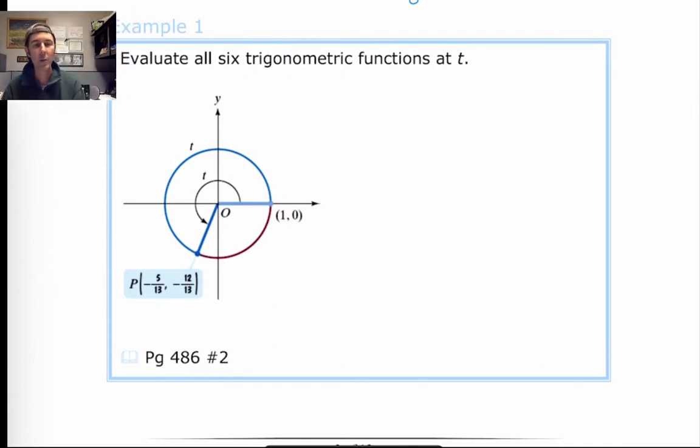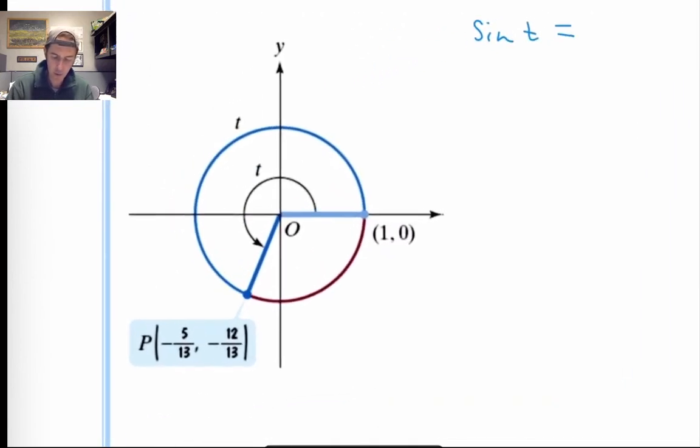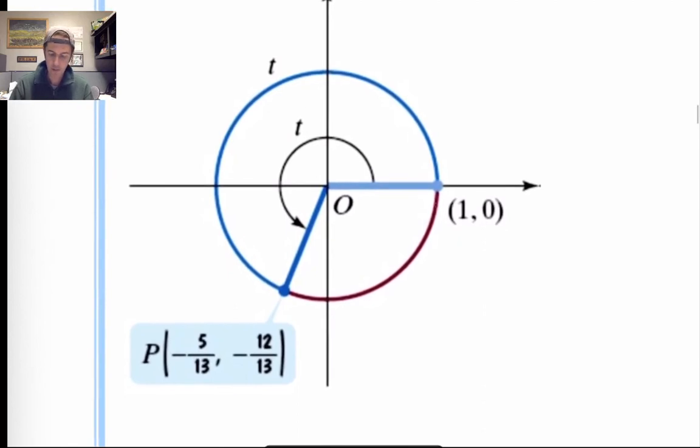There we go. So here we want to evaluate all 6 trig functions. I'm not going to evaluate all 6. I'm going to evaluate sine, cosine, and tangent, and then if you want to create the other 3, it's just the reciprocal of the first 3 answers that we get. We're still using this angle measure t, so we're going to figure out what the sine of t is. But first, I'm going to draw some more stuff in this diagram.